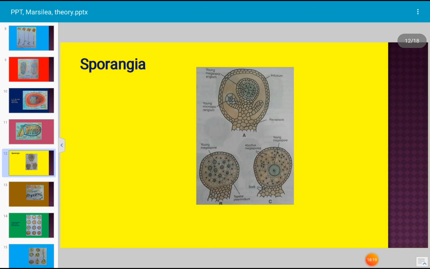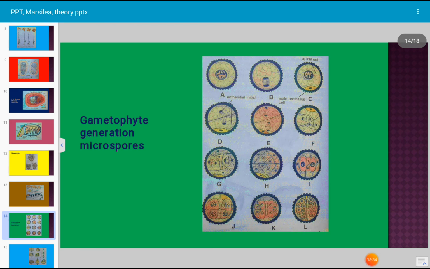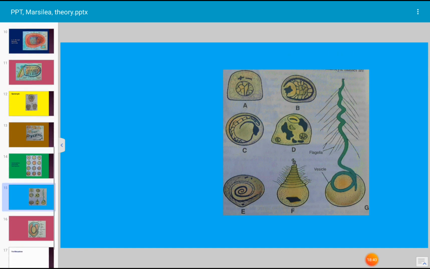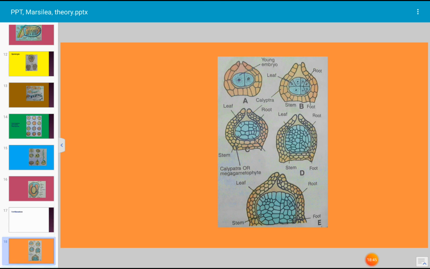This is a developing sporangium. These are the details of sporangia. This is the gametophytic generation. Let us see the gametophytic generation in the next slide.